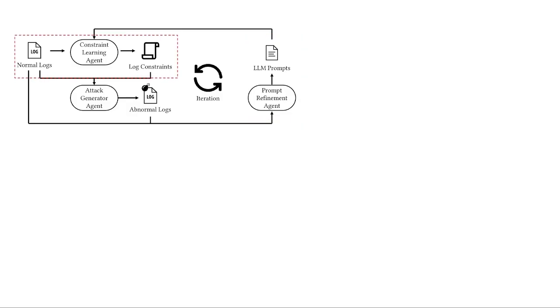By repeating these three steps in an iterative loop, the system continually strengthens its constraints, leading to progressively better anomaly detection performance.